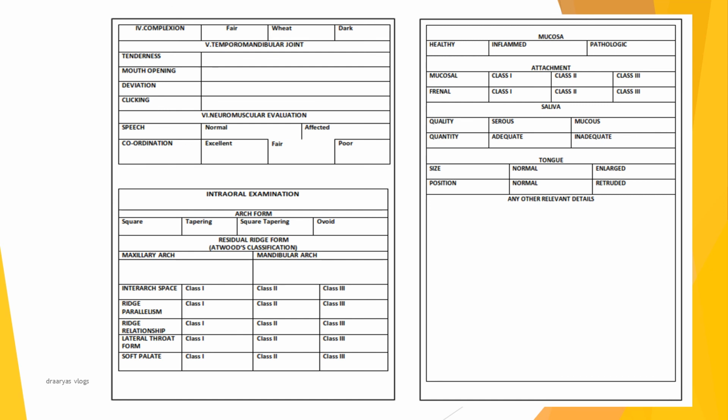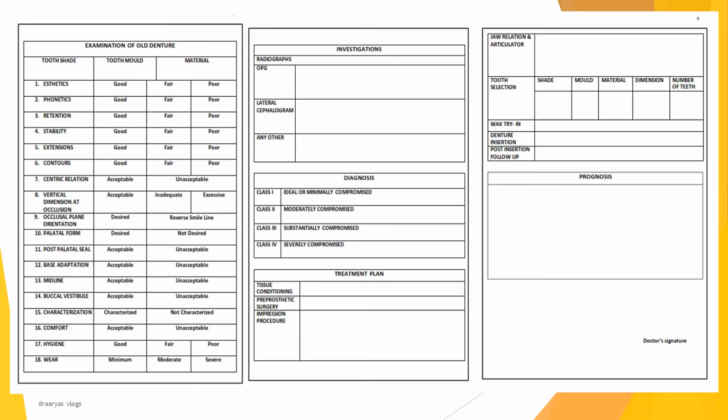Then coming to the intraoral examination: arch form, Edwards classification of residual ridge forms, then the interarch space, ridge parallelism, ridge relationship, lateral throat form, then soft palate, then mucosa, healthy, inflamed or pathologic, then mucosal or frenal attachment, then the saliva, that is quality and quantity, then tongue, that is size and position, or any other relevant details should be noted. Then the examination of old dentures, then various investigations like radiographs, OPG, lateral cephalogram or any other.